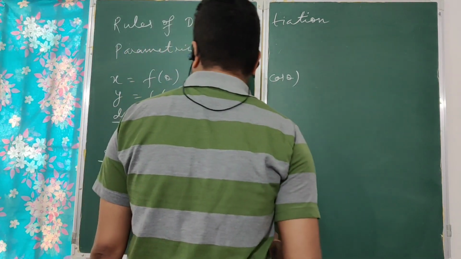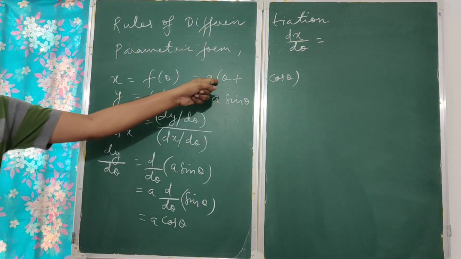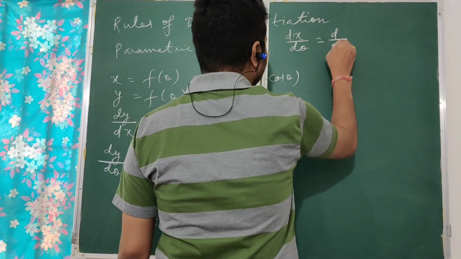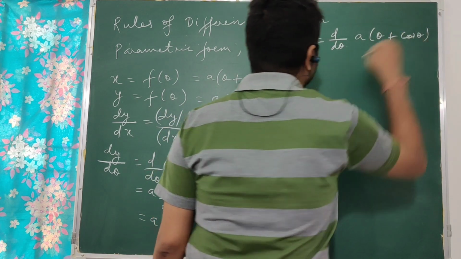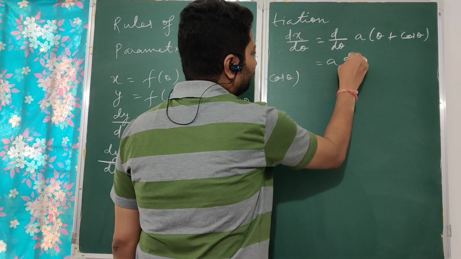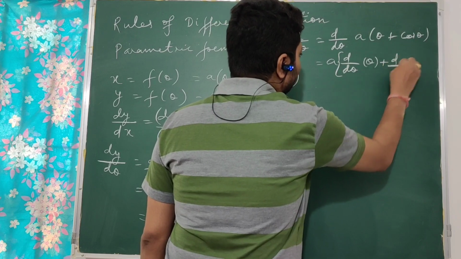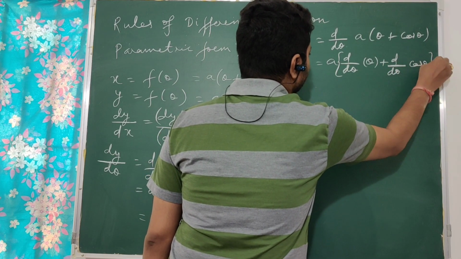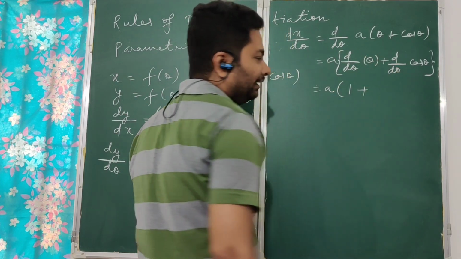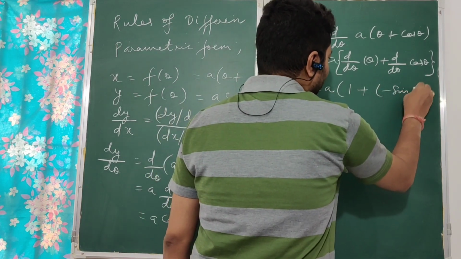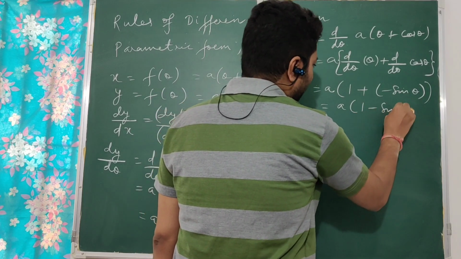What about dx by d theta? So dx by d theta, we can write it as d by d theta of a into theta plus cos theta. So a can be taken outside, d by d theta of theta plus d by d theta of cos theta. Write it like a, d by d theta of theta is 1 plus d by d theta of cos theta is minus of sin theta. Correct? So it will be a into 1 minus sin theta.